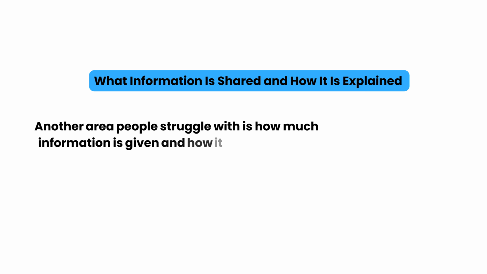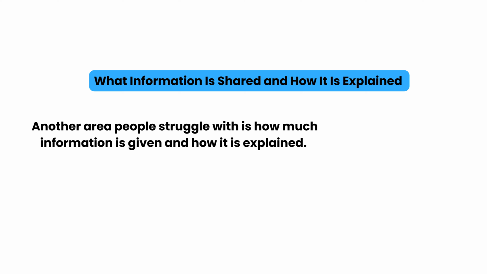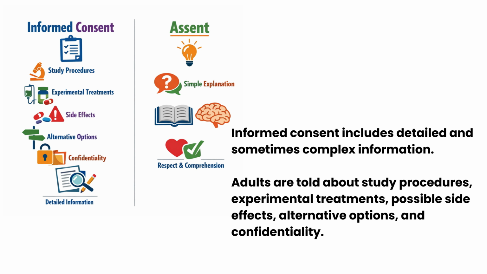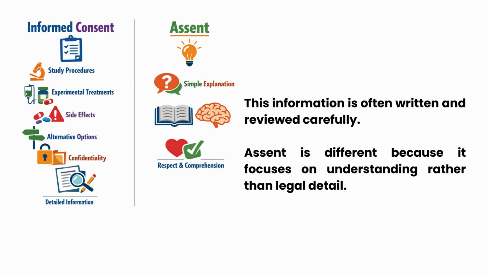What information is shared and how it is explained. Another area people struggle with is how much information is given and how it is explained. Informed consent includes detailed and sometimes complex information. Adults are told about study procedures, experimental treatments, possible side effects, alternative options, and confidentiality. This information is often written and reviewed carefully. Assent is different because it focuses on understanding rather than legal detail.